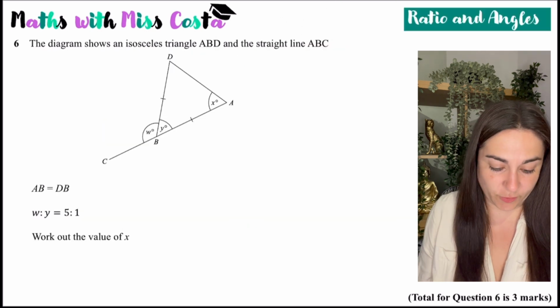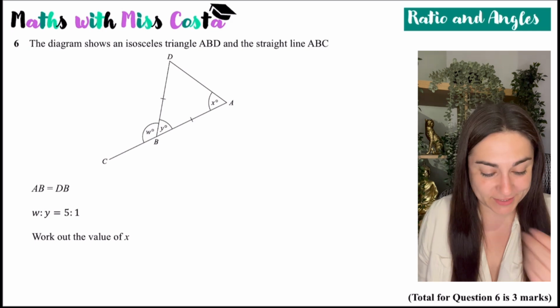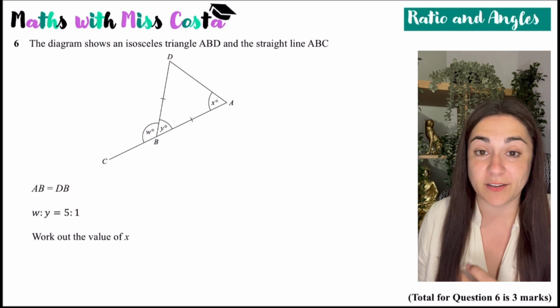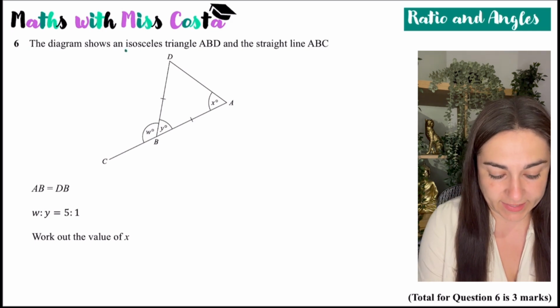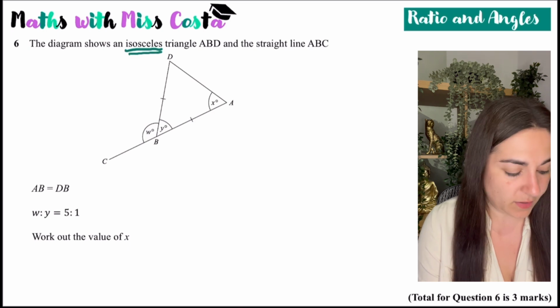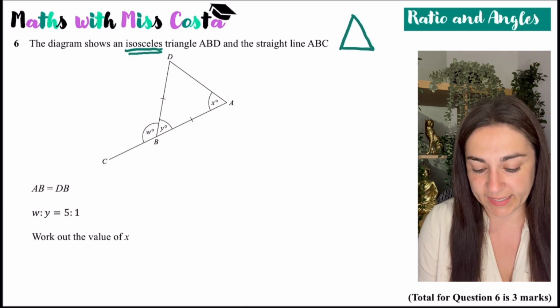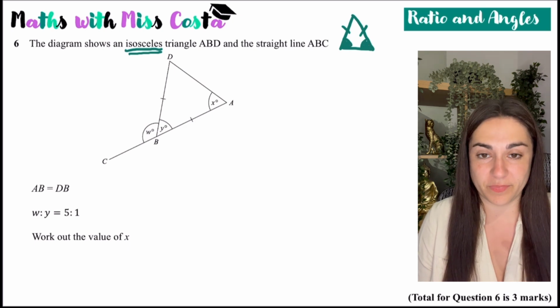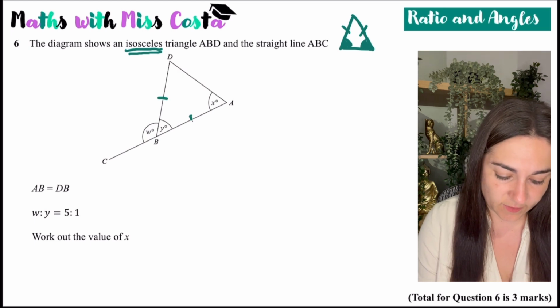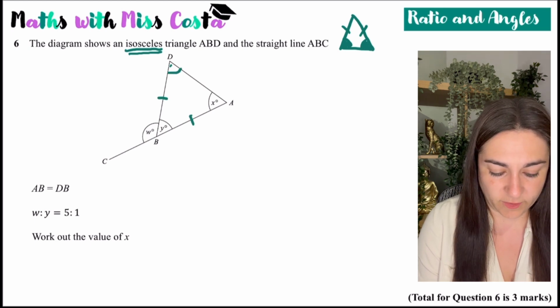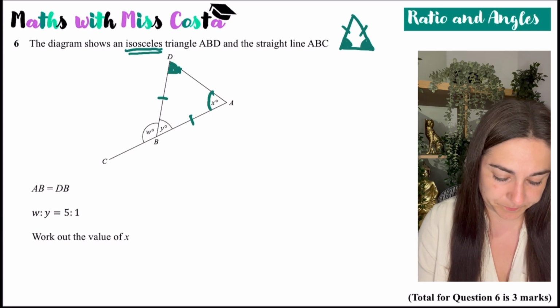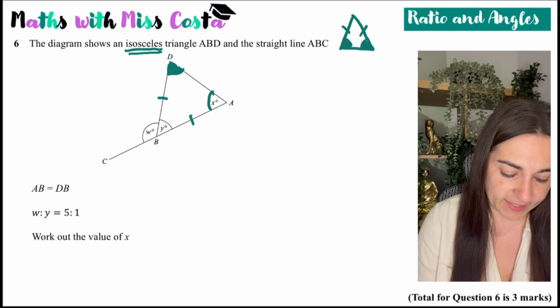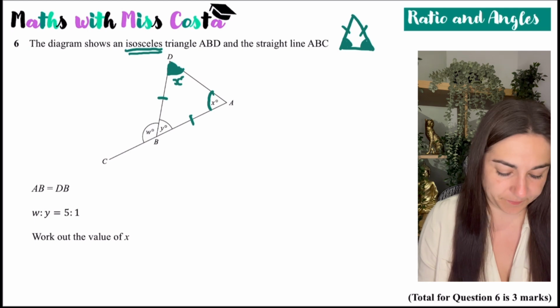Okay, next I've got a really nice geometry question. So I'm told that the diagram shows an isosceles triangle, ABD. So this is going to be a key piece of information. What an isosceles triangle means is that it's got 2 equal sides and 2 equal base angles. And the base angles don't always need to be at the base, like over here. The 2 equal sides are here. Therefore, the 2 angles are going to be these 2. These are your base angles. So if this one is x, this one is also going to be x.